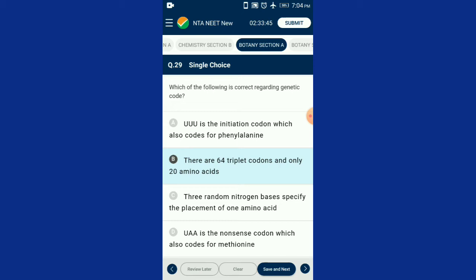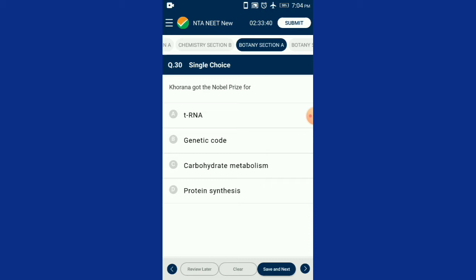Question number 30. Khorana got the Nobel Prize. Marshall Nirenberg and Har Gobind Khorana determined the sequence of bases that code for amino acids with the help of experiments. The genetic code is a triplet code. Each codon is made up of 3 adjacent nitrogen bases.